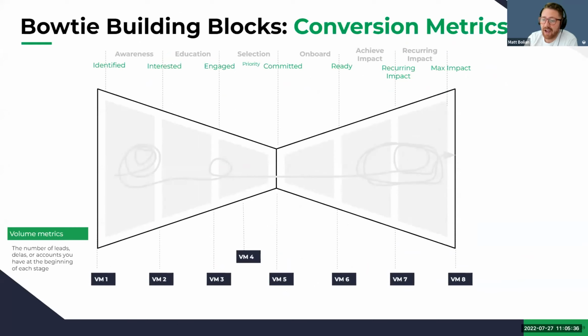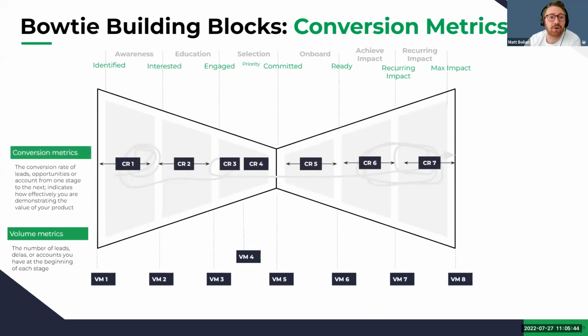The next step after volume metrics: once you have a state and a time, you can start doing conversion metrics between those two. If I have volume measure 1 and volume measure 2, that gives me conversion rate 1, which is the conversion rate between VM1 and VM2. If I'm talking to another RevOps professional, I know CR1 is how successful I am at taking someone visiting our website and turning them into someone interested in the business.